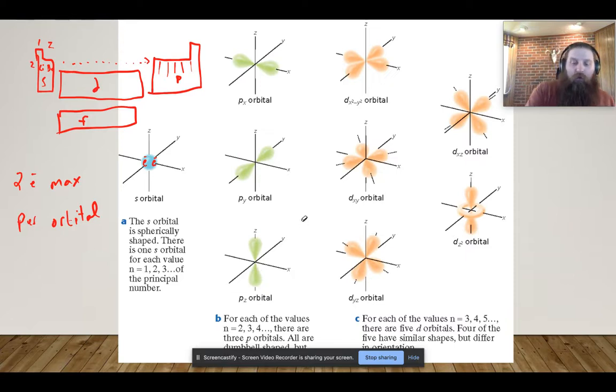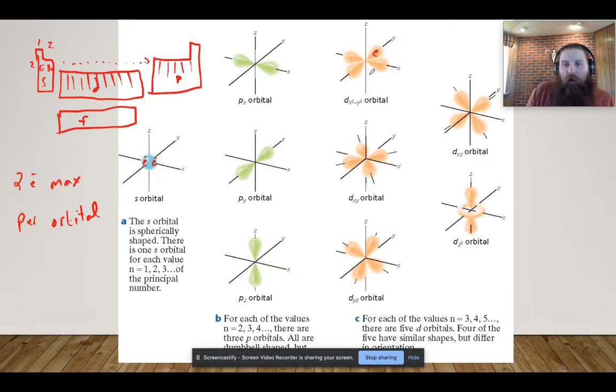All right, the d orbital. The d orbital can hold 10 electrons. All right, and there are 10 columns in the d block: 1, 2, 3, 4, 5, 6, 7, 8, 9, 10. So if you count the columns in a block, that tells you how many electrons can be housed there.